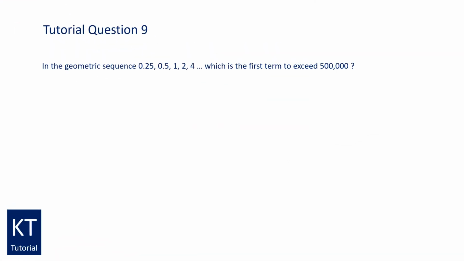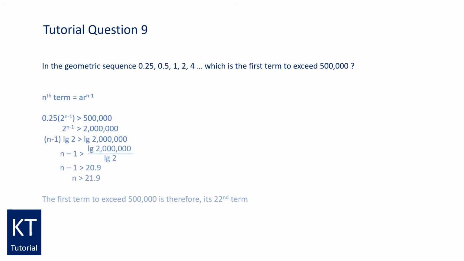Tutorial question 9. In the geometric sequence 0.25, 0.5, 1, 2, 4, which is the first term to exceed 500,000? With its nth term being the product of A and R to the power of n minus 1, we could equate this as being larger than 500,000 and solve for n.